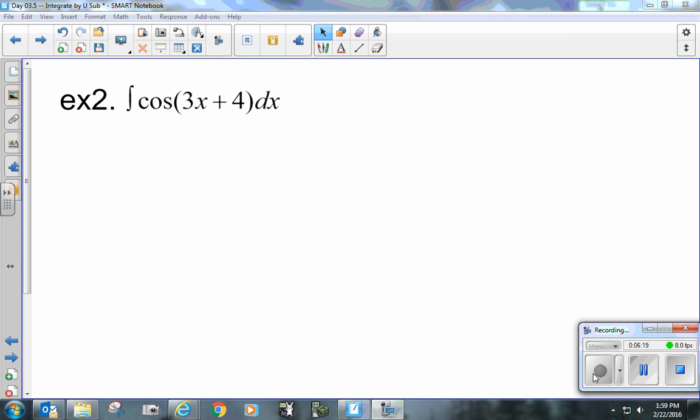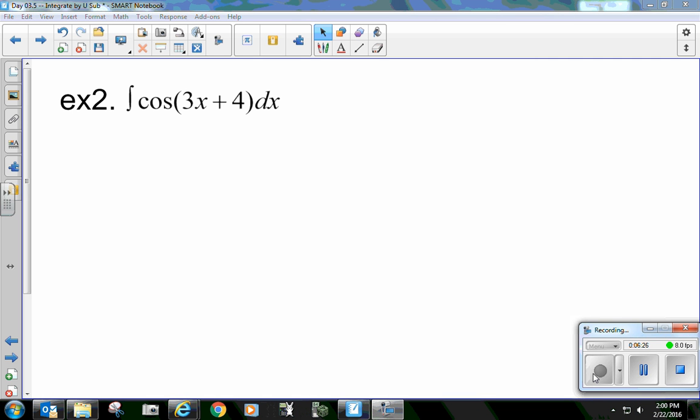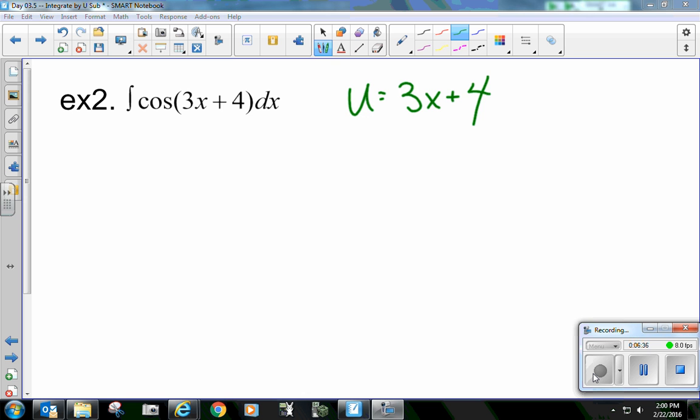Example 2. What do you think I should put in for u? 3x plus 4. Yeah, 3x plus 4. How come? If I make u equal to 3x plus 4, then I've got the integration of the cosine of u.